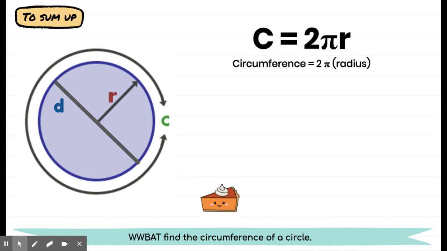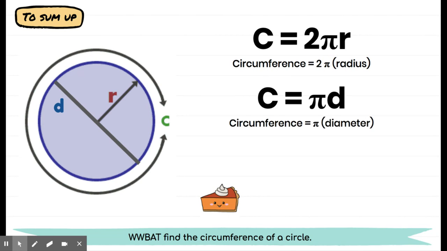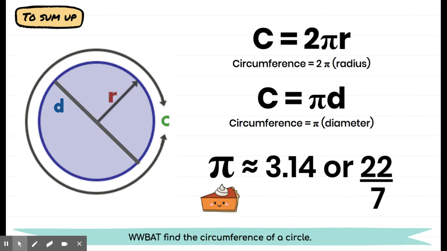If you're using a radius, you know that 2 times radius is the same as the diameter. So you can use 2 pi r to find the circumference of a circle. Or you can just use pi d, which is to multiply the value of pi with the diameter of the circle. The value of pi is a very special value. It is about 3.14 or 22/7. So look at the question carefully when they're telling you which one to use.